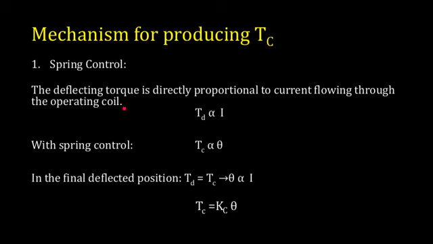And in spring control, your deflection force is proportional to current. Once you have a current flowing in the system, your deflection force can be thought to be proportional to current, and with spring control, your TC, that is the torque being produced, is proportional to theta. In the final deflection position, TD will be proportional to theta, or theta will be proportional to the current flowing in this system. Depending on the current, you will have deflection in the system. TC can be given as Kc into theta, where Kc is the spring constant.